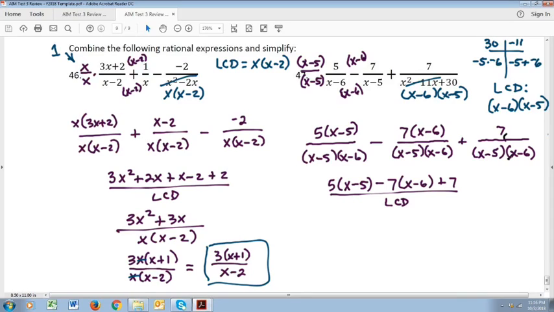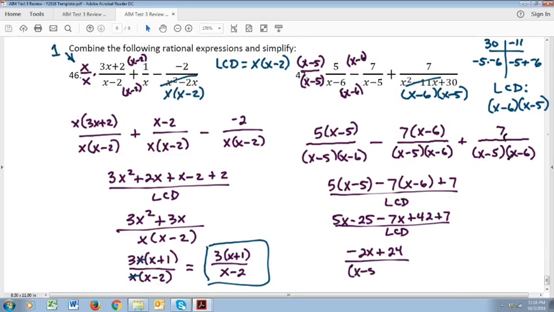So I need to clean things up in the numerator. Let's distribute. We get 5x minus 25 there. Negative 7 times x is negative 7x, and negative 7 times negative 6 is 42. And then bring down that plus 7. And let's see, we have some like terms we need to combine together. 5x and a negative 7x is negative 2x. And if you add negative 25, 42, and 7, you get 24.